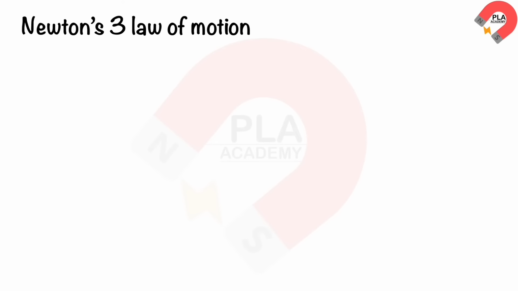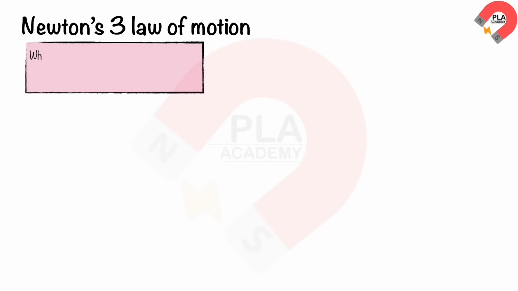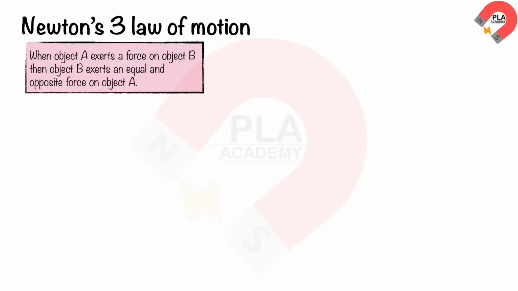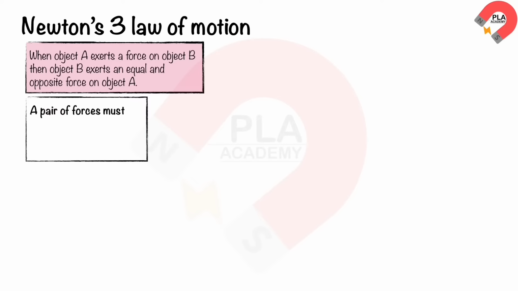Newton's third law of motion. When object A exerts a force on object B, then object B exerts an equal and opposite force on object A. A pair of forces must be equal in magnitude, opposite in direction, and act on different objects.